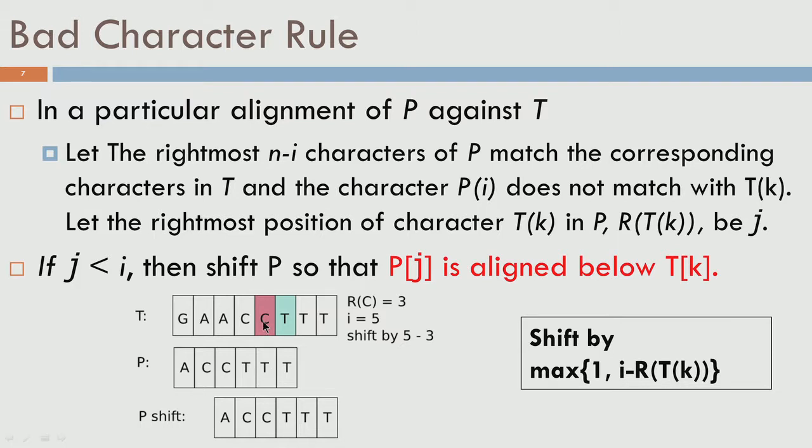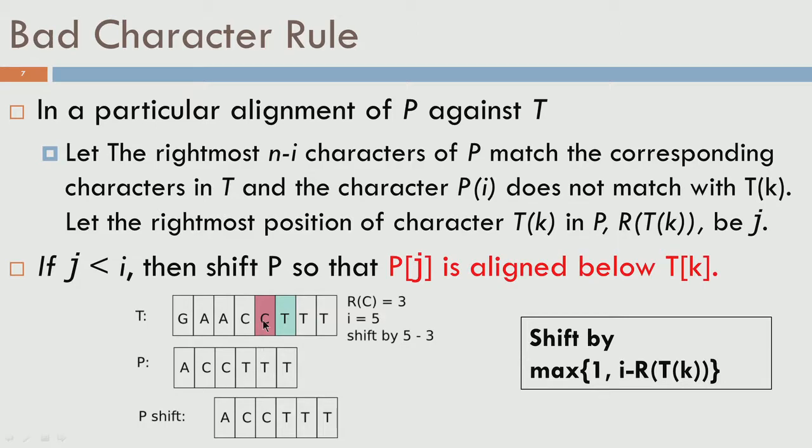The cause for the mismatch is that in the text there is a C here and in the pattern there is a T here. This is what we refer to as T of k in the general rule that we just wrote down, and let us look at R of C. Observe that R of C is the value 3, that is, C occurs in the pattern at the third location and does not occur anywhere else further to the right. Further, let us observe that the value j, which is 3 in this case, is strictly to the left of the place where the mismatch is. The mismatch has happened at the index 5, counting 1, 2, 3, 4 and 5. The mismatch is at the index 5.